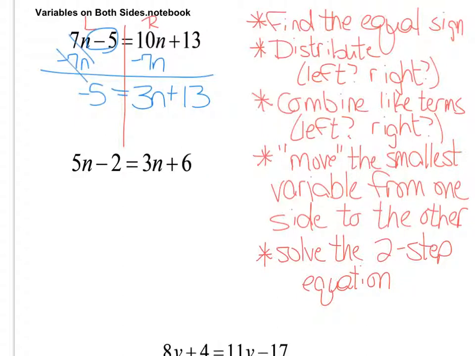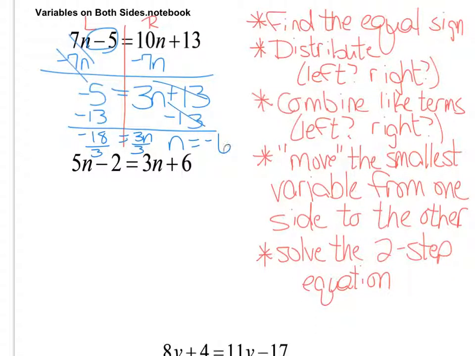So I find my variable. My variable's here. I've got a plus 13. I'm going to subtract 13 from both sides. I'm going to run out of room, aren't I? Here I've got a minus 5 and a minus 13. That's minus 18 equals 3n. That cancels. I'm going to divide both sides by 3, and I get n is negative 6. So this right here, that's the new part.